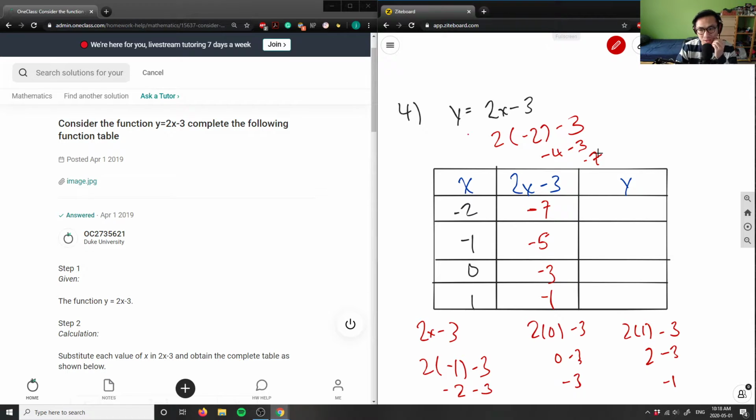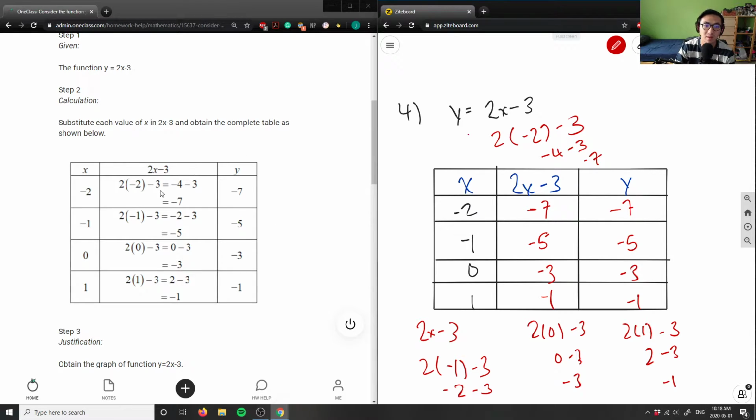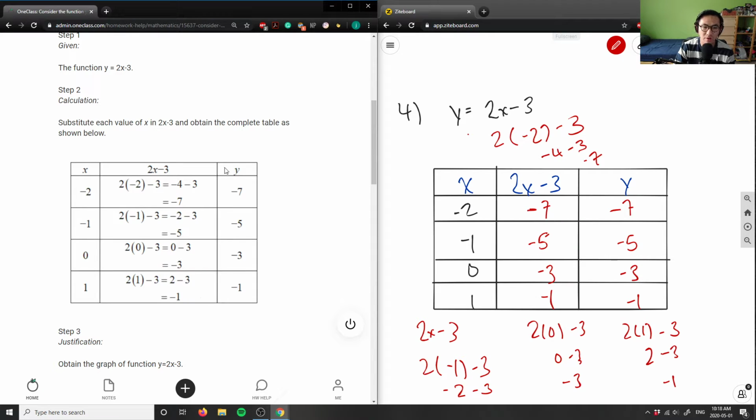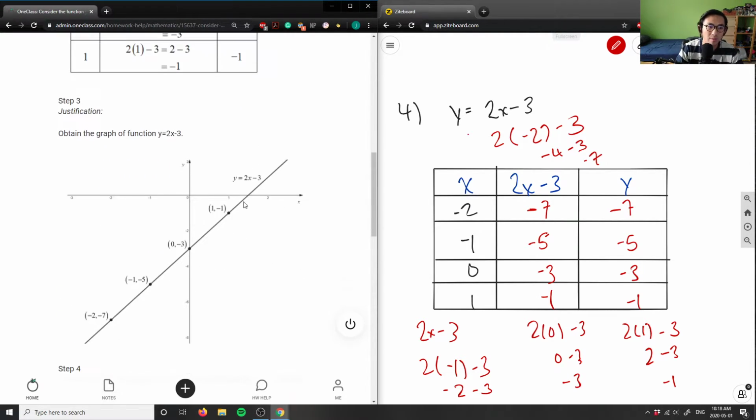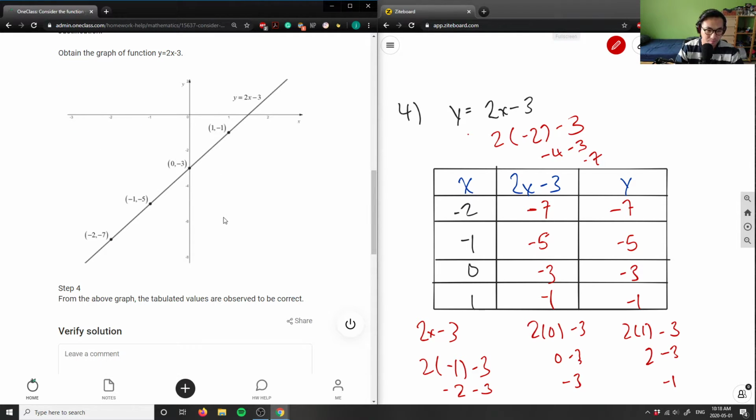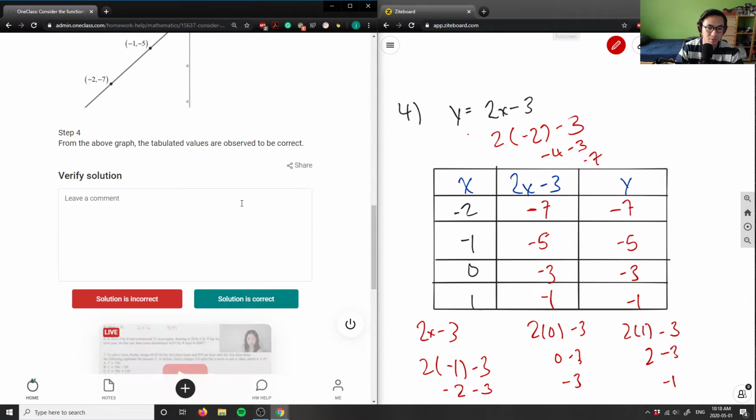So I have all these points here, and these points are equal to my y value as well, because I stated that y equals 2x minus 3. So these two function tables are the exact same. I can write down -7, -5, -3, and -1 here, and this will be my correct answer for number 4. They did the exact same thing and put the work in here, which is awesome. They also graphed this function, and it shows a linear relationship between those numbers. So this solution is correct.